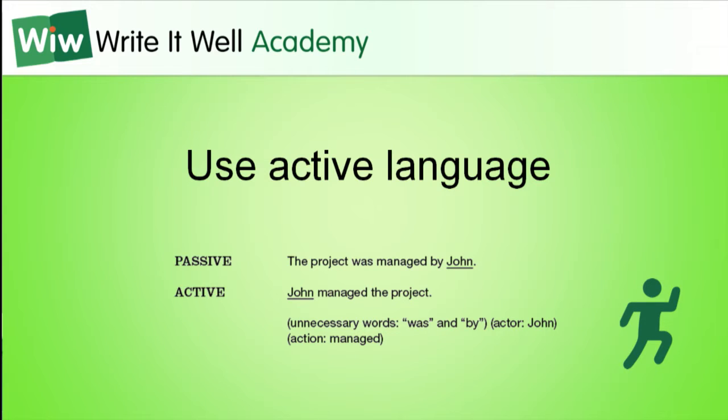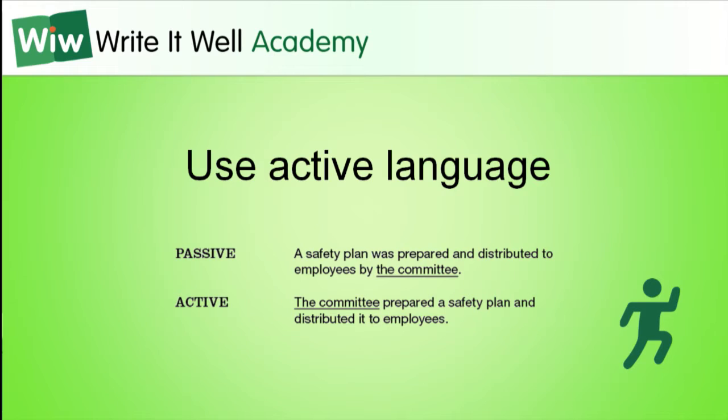So again, let's look at some more examples so we can see what the big deal is about passive and active language. So here in passive language, a safety plan was prepared and distributed to the employees by the committee. Again, in this case, the actor is defined, but the actor comes after the action. So instead, to turn that into active language, we say, the committee prepared a safety plan and distributed it to employees. Now, do you see the life in the active language and kind of the delayed gratification in the passive language section?